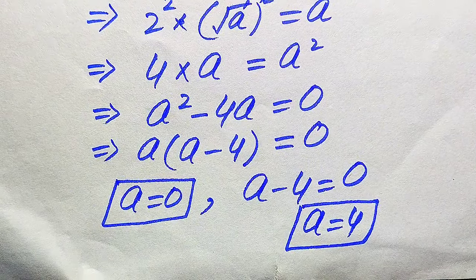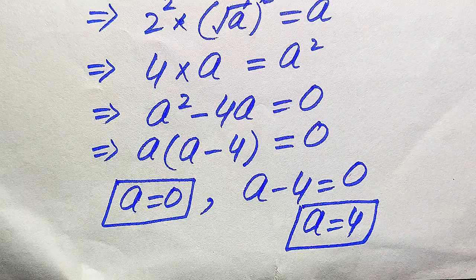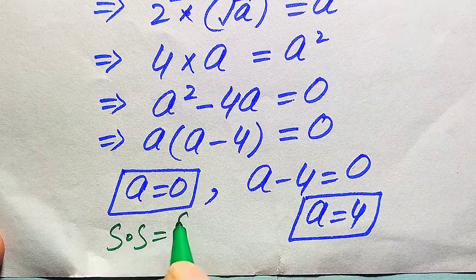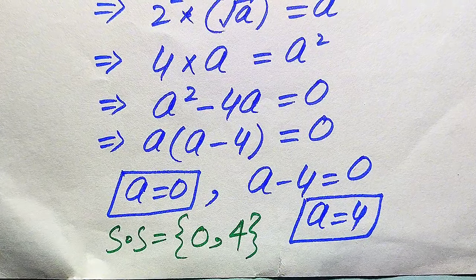And now you see here in the first method we already verified that both of these two values satisfy our given question statement, so the solution set in the second method is also 0 and 4.